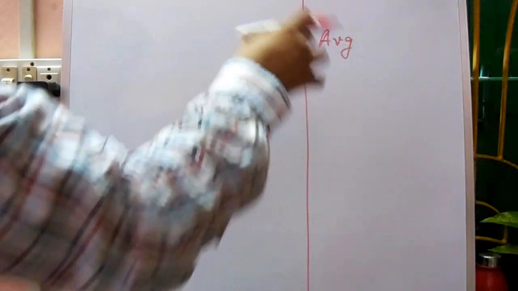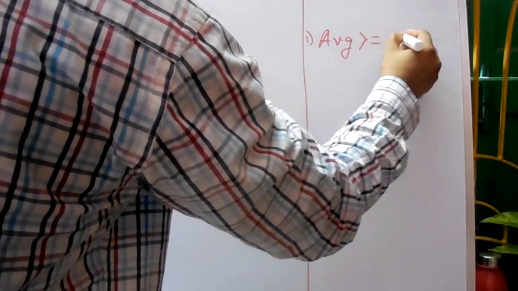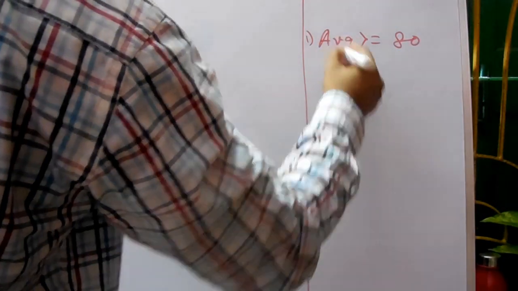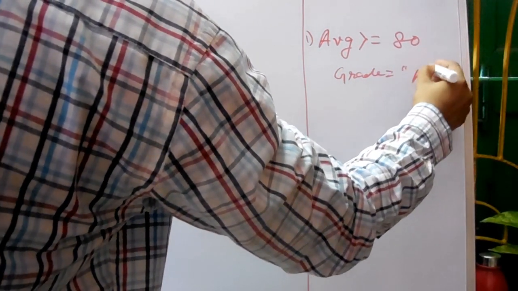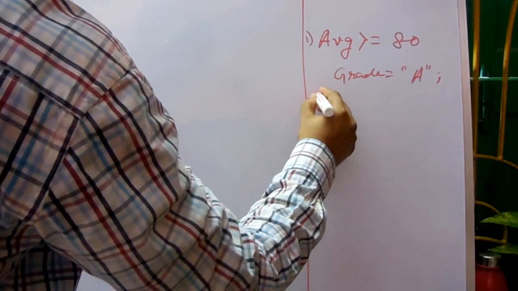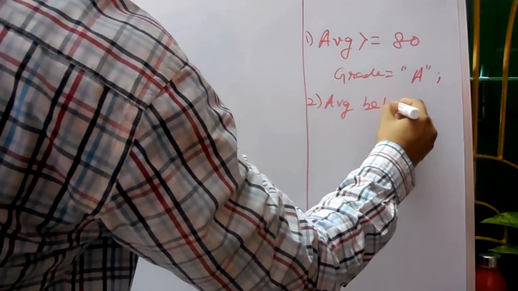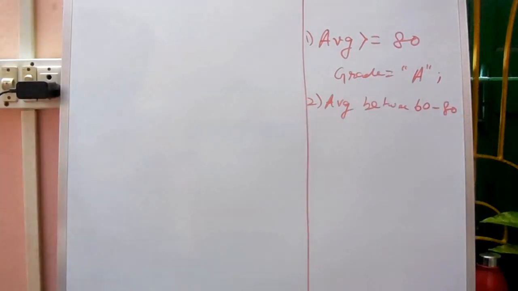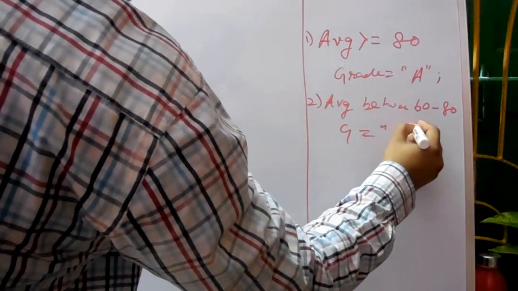This is the conditions part now I am showing you. Condition number 1: if the average is greater than or equal to 80, then the grade will be A. Second condition: if the average is between 60 and 80, then the grade will be B.